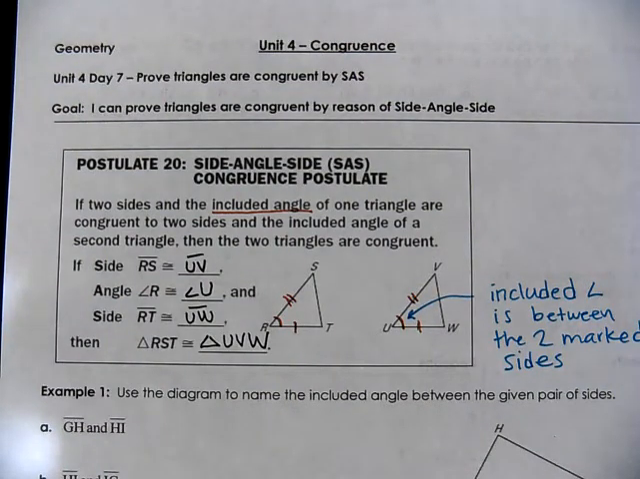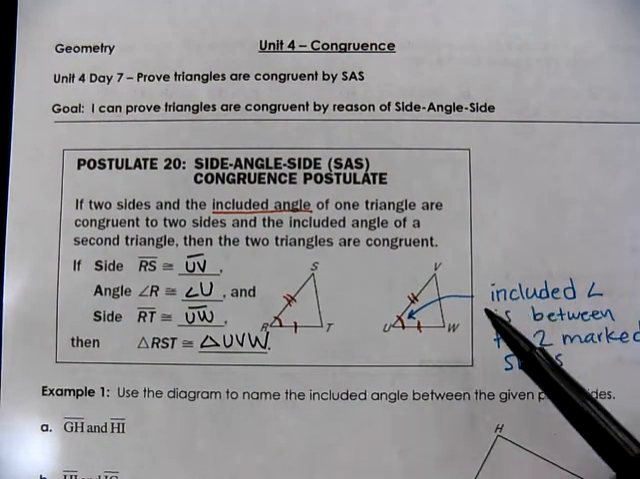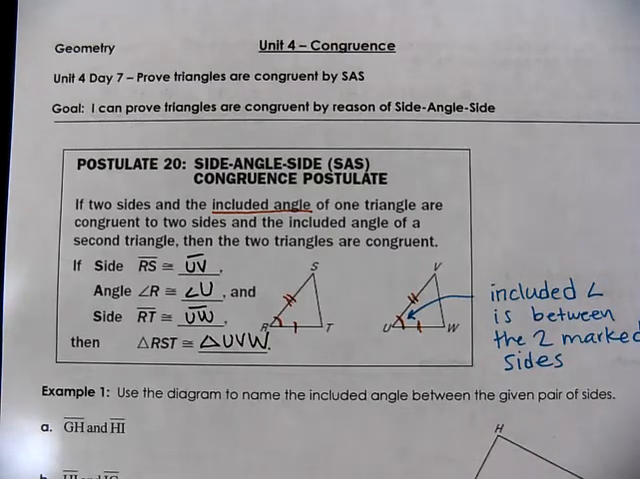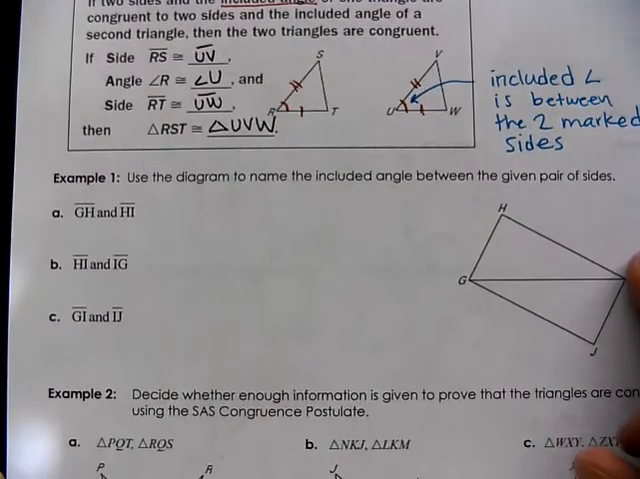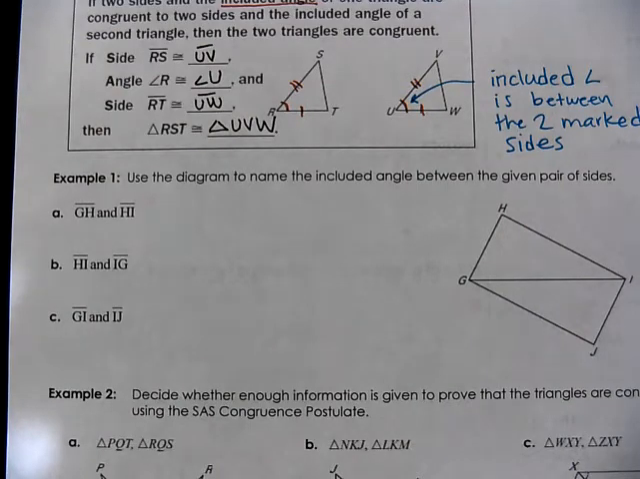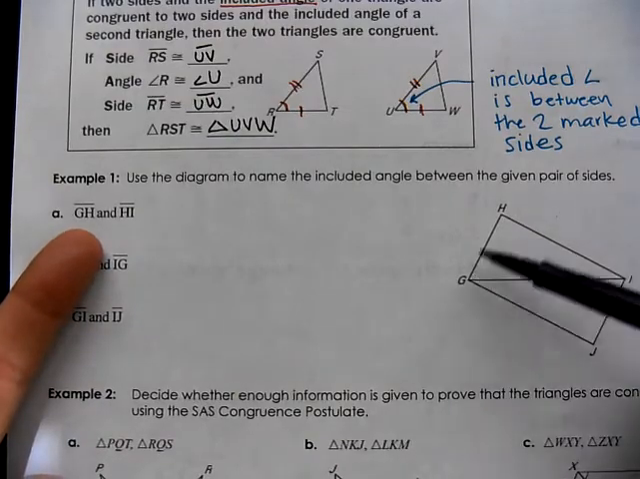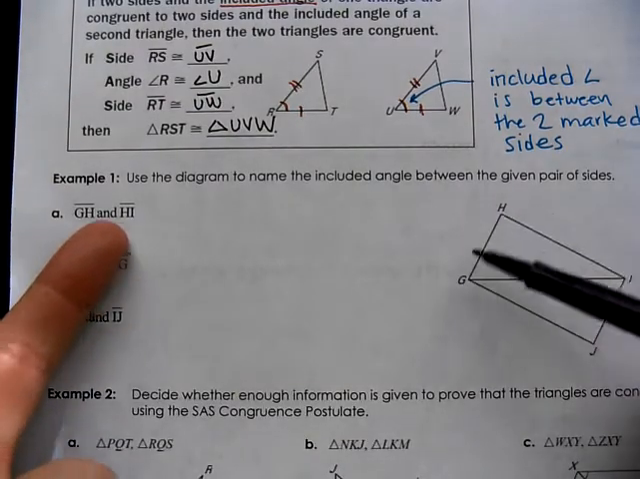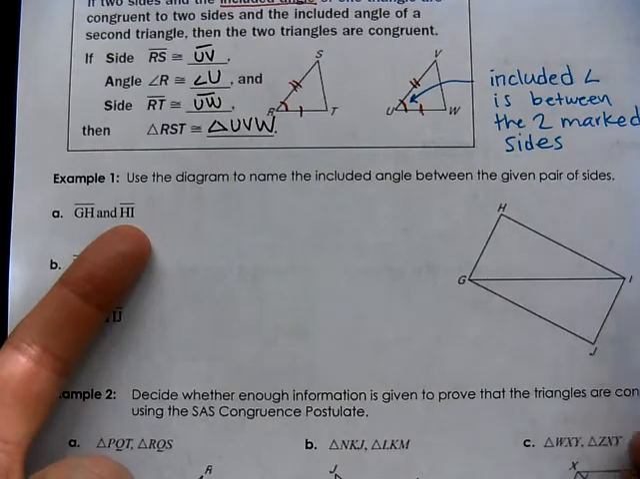So the first thing we want to do is just practice identifying an included angle. And we're going to do that with example 1. Use the diagram to name the included angle between the given pair of sides. See if you can find these. So segment GH and segment HI. Can you identify which angle is the included angle?